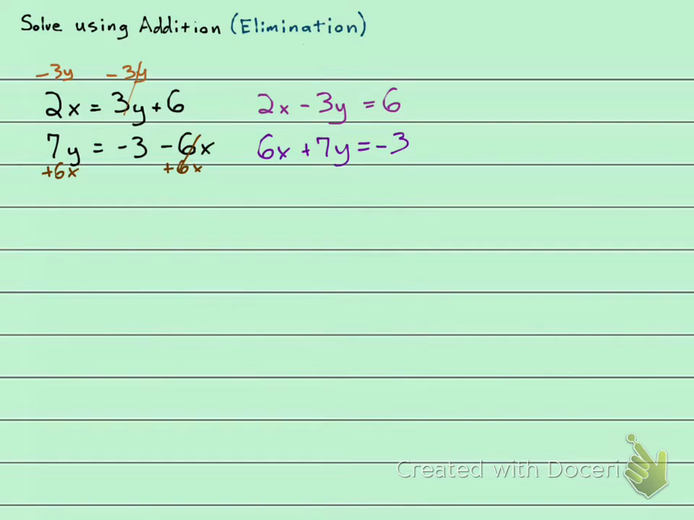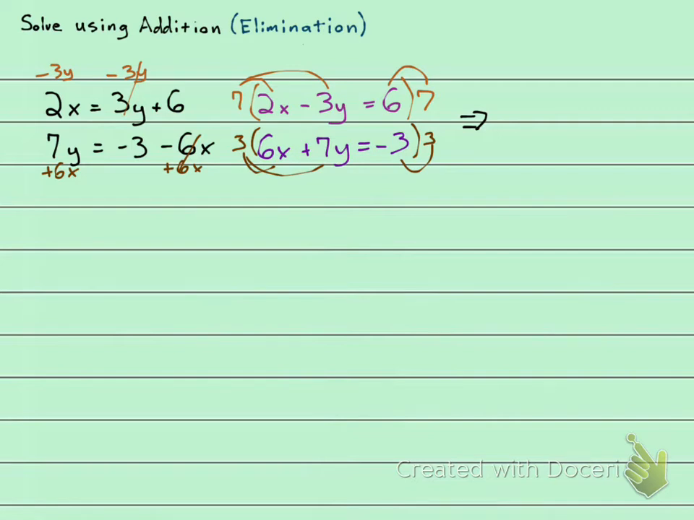So multiply the top equation. To get this to be a -21y, I need to multiply everything through by 7. Okay, and I have to multiply the entire equation, both sides. And then the bottom equation, to get 21y, I would need to multiply everything through by 3. All right, let's do that. Let's move it over and let's see what it looks like.